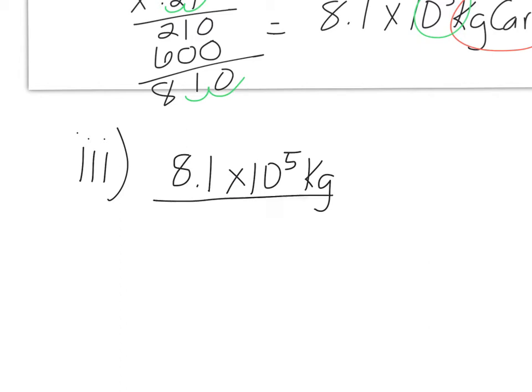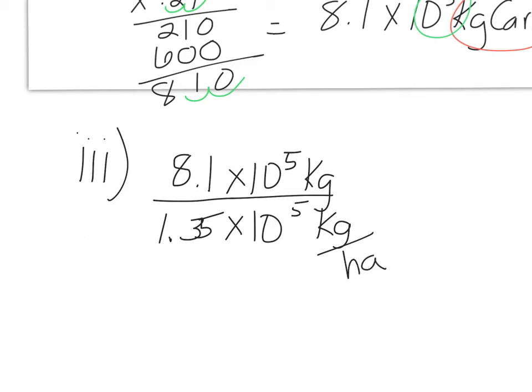And we also know that per hectare, the forest from C1 takes in this much carbon. So this is the answer to C1. This is the answer to C2.